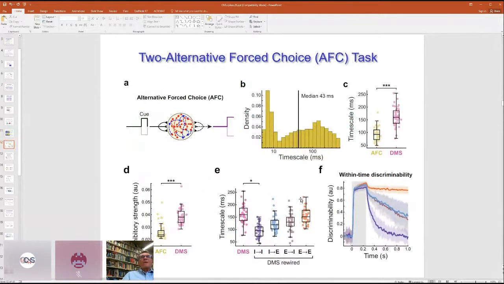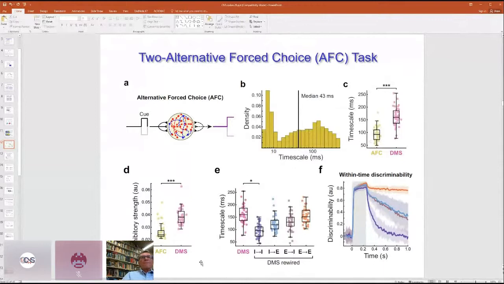We wanted to compare this delay period with another network that didn't have any delay period. So here's another task, alternative forced choice. You give it a cue and the output has to go up if it's up, or down if it's down. And that's the whole task. The time scale was much lower. You don't need long time scales.